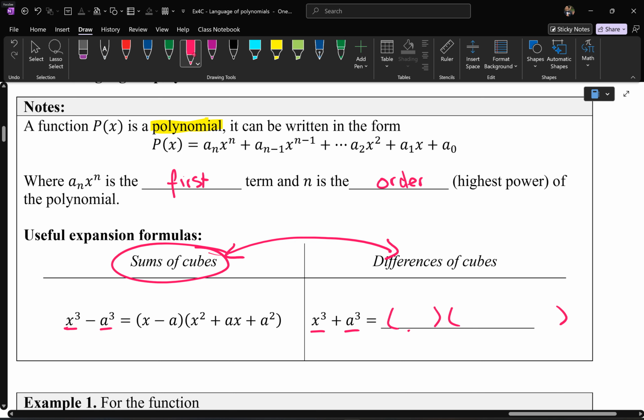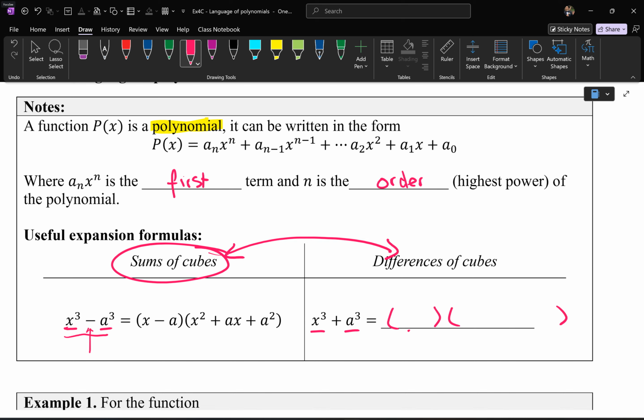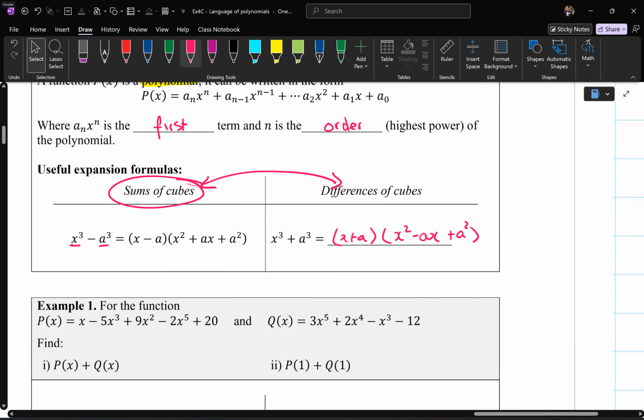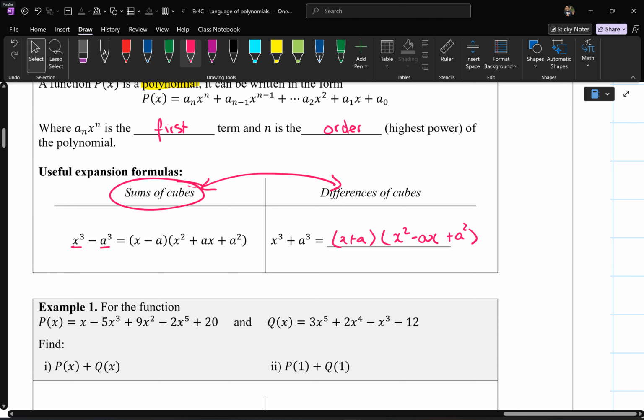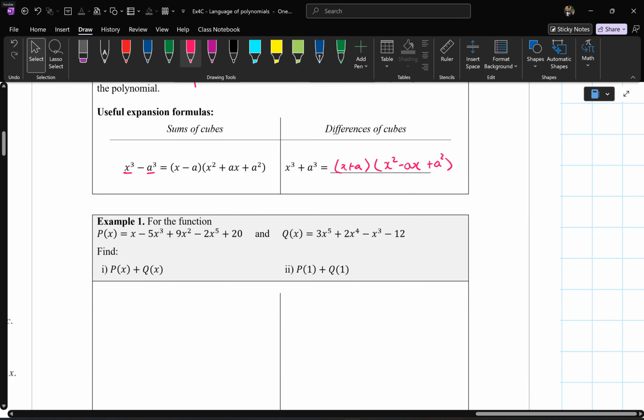No, I wrote it wrong. This is actually the difference of cubes there because it says minus there. But the sum and difference are very similar. Same inside, except for one thing: the middle one, instead of plus ax, it's minus ax. That's it. It's a nice one to remember. Write it down, or type it in your calculator and memorize that one as well. Just type factor in.